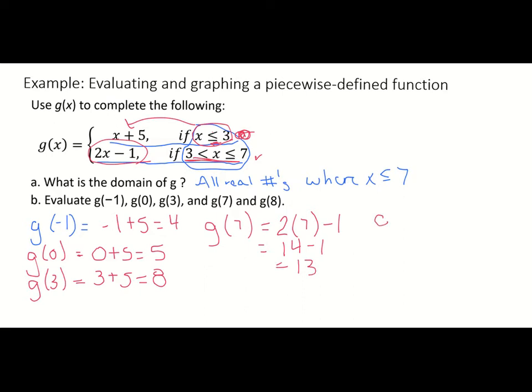Our last one they ask us to evaluate will be g of 8. And if you notice in the top part, we listed our domain, and it was all real numbers where x was less than or equal to 7. Since 8 is greater than 7, and it's not listed in either of these two inequalities, it doesn't meet the requirements, then the answer would be no solution. The number does not fit into the given domain.